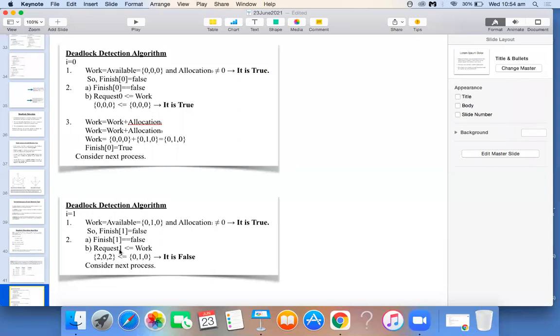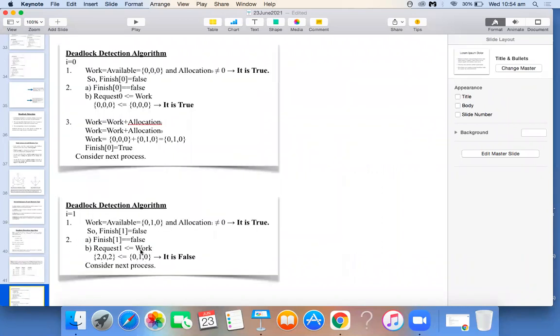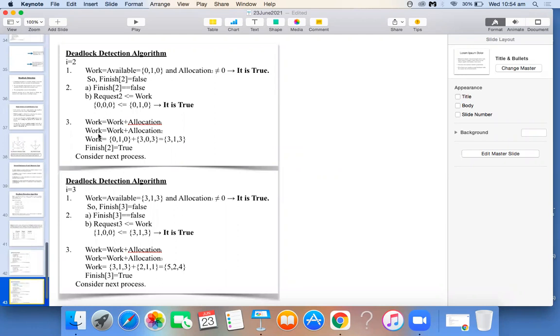In step number 2, we are checking request of 1 is less than or equal to work. So what is request of 1? 2, 0, 2. That is request of 1. Is it less than work? No, it is not less than work. So it is false, and we have to stop there itself. So consider your next process. This is the next process, I is equal to 2.